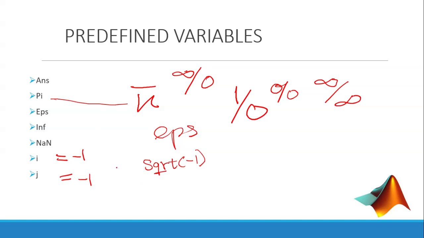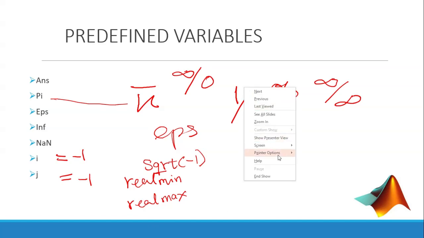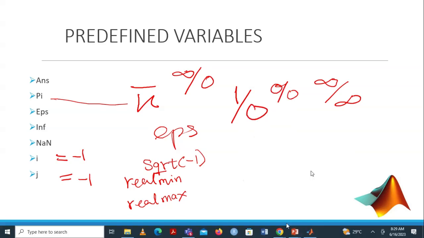Another command is realmin. realmin displays the smallest usable positive real number, and the next is realmax. realmax displays the largest usable positive real number. Okay, so now let's go back to MATLAB and see how these predefined variables work.